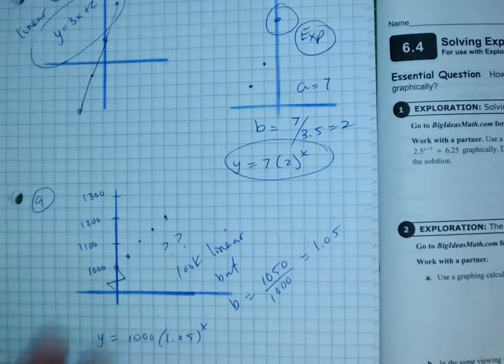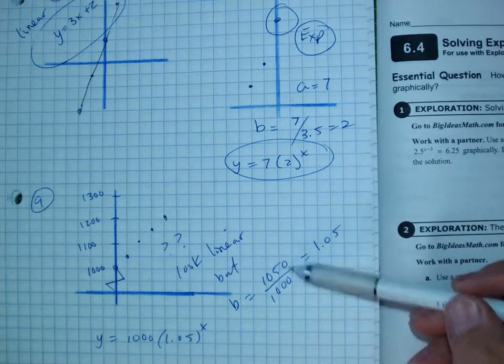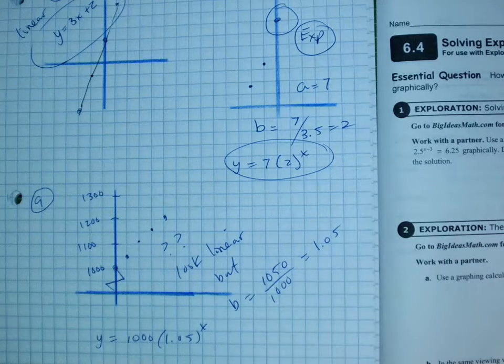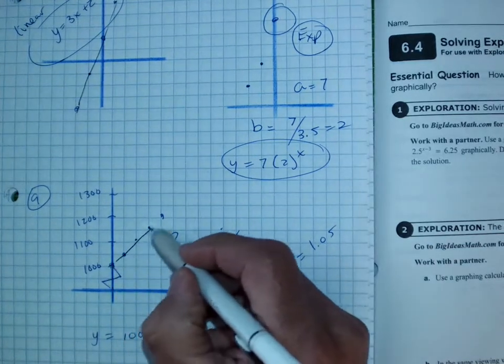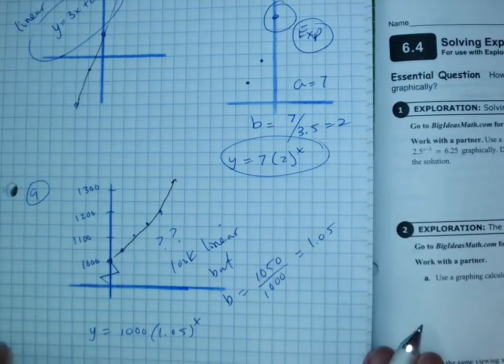And then 9 sure looks linear. Boy, I would have thought it was linear, but then things just don't increase at the same rate. So I looked a little bit closer. I divided the second one by the first one. I got a 1.05, so it's a 5% increase. It does turn out to be exponential. Here's my beginning amount, and it slowly curves. You can hardly even tell it curves, but it will curve. Okay. If you got 9 wrong, it's okay. It's easy to miss.